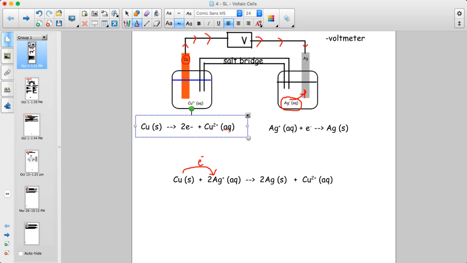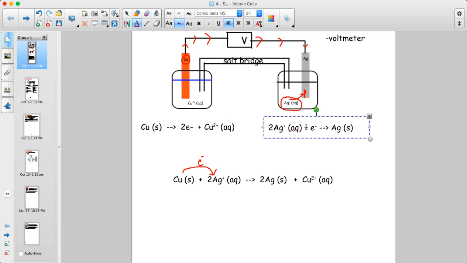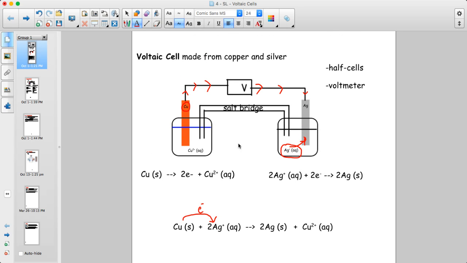So the same exact half equations that occurred in just the regular spontaneous reaction are also going to occur here. If I want to balance them, then clearly right now the electrons are not balanced, so I need 2 Ag pluses, 2 electrons to make 2 silvers. Okay? So what you can see is that the 2 different half equations that are taking place in a voltaic cell occur in 2 different half cells. They occur in separate locations. So over on the right-hand side, you have the silver half equation, and over on the left-hand side, we have the copper half equation.